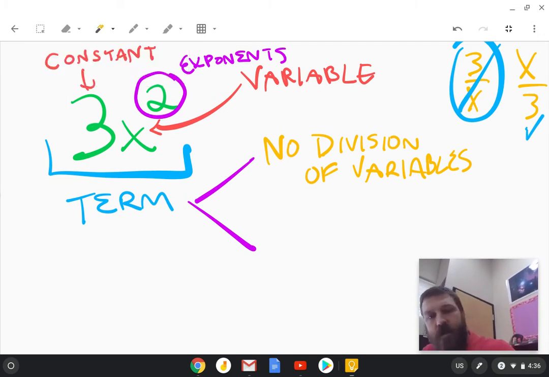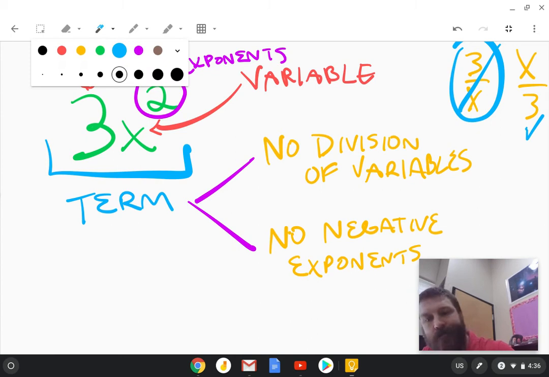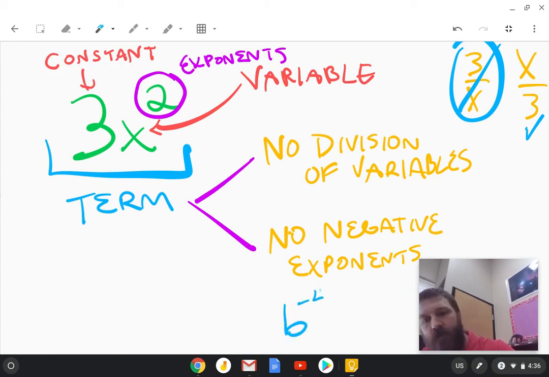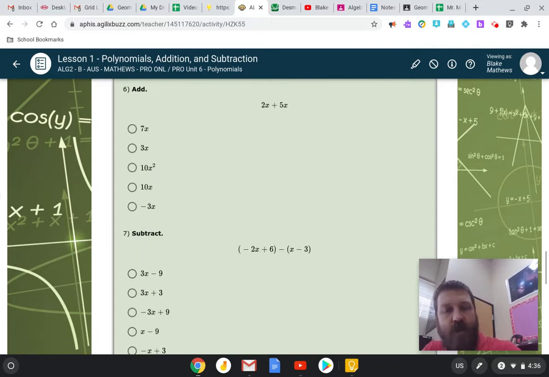Next, you can have no negative exponents on a variable. So you cannot have b to the negative 4th power. That is not okay. So this is not cool. So you can have no negative exponents. So you need to know that. And so that's going to be what helps you answer number 5. And then they're just having you do some basic operations with these. So let's talk through how each of these goes.